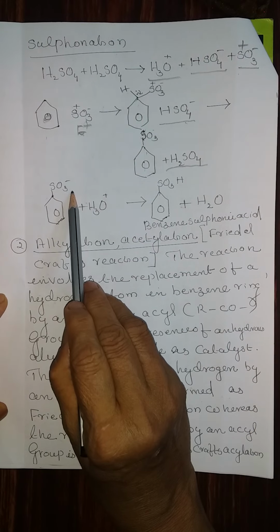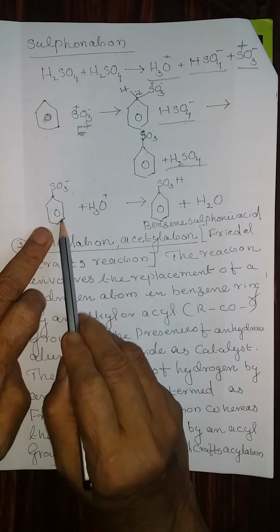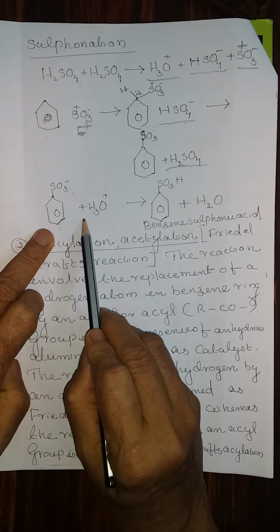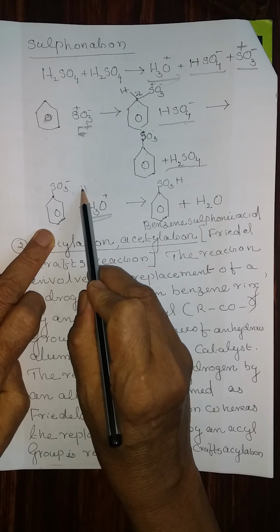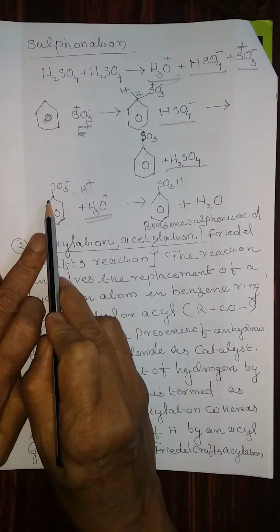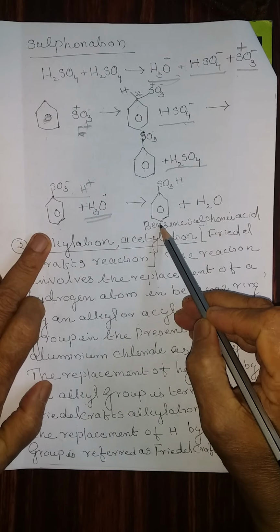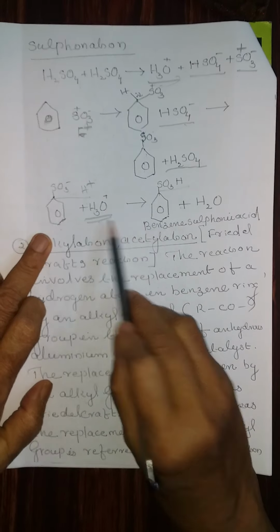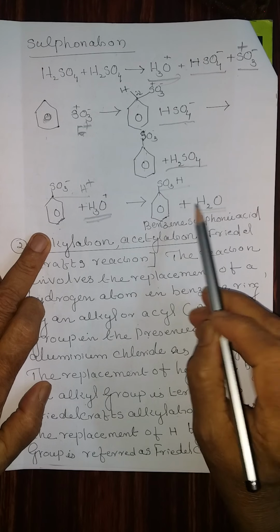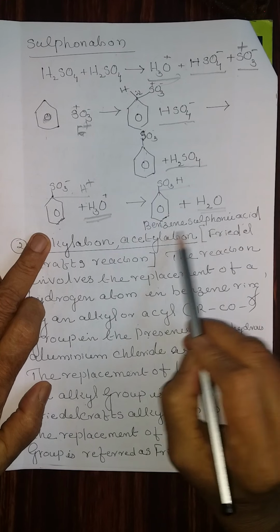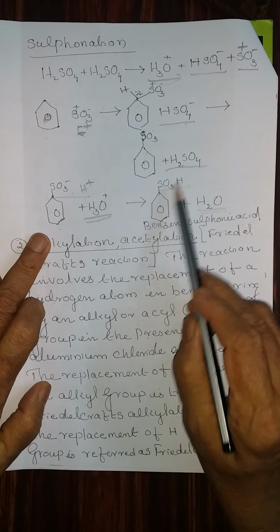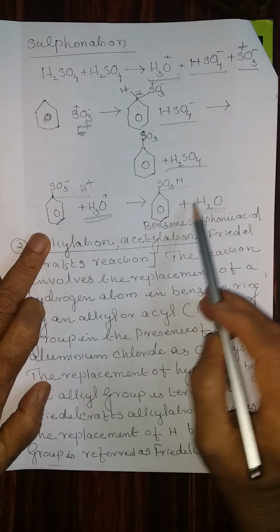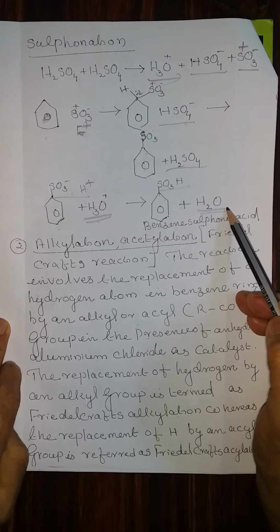Since SO3 minus is there on the benzene ring, from the H3O plus ion, H plus comes and joins with SO3 minus and forms SO3H, and a water molecule is liberated. Therefore, the final product is benzene sulfonic acid. This is SO3H on a benzene ring. Benzene sulfonic acid and water.